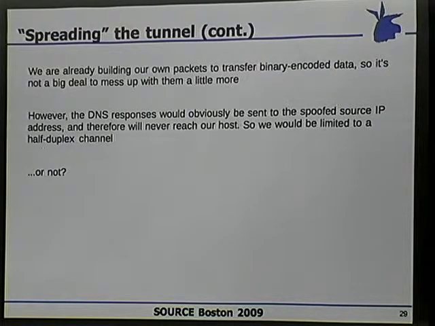Since we are already messing with our packets quite a lot in order to shove binary data into them, it's not a big deal at this point to mess a little bit more and just change the source IP address. The problem is that the DNS request is spoofed and will very likely reach our host, but our host will send out a response to the DNS server, which will try to deliver it to the spoofed IP address, which means that our agent is not able to receive the response. And that would mean that we are limited to a half duplex channel.